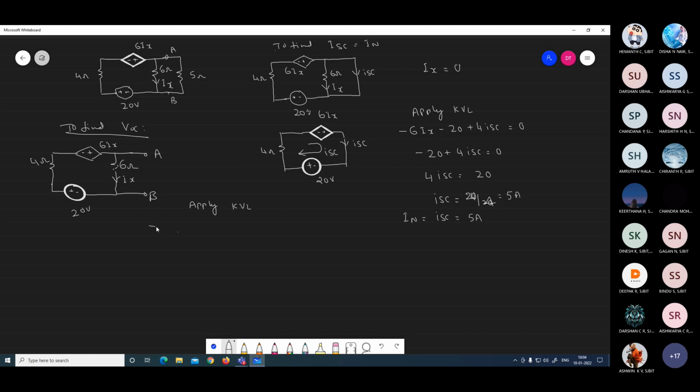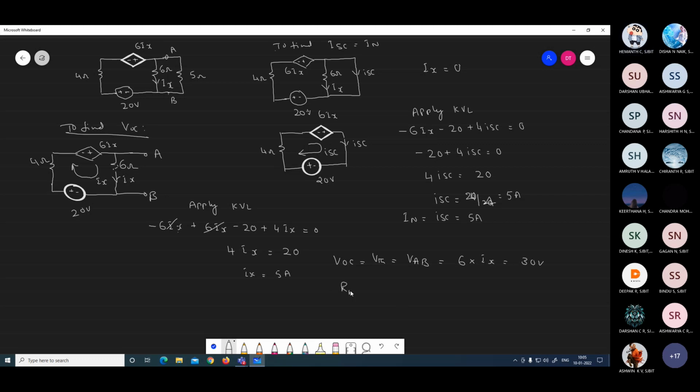Apply KVL. Then you can write minus 6Ix plus 6Ix. Mark the Ix loop current. Minus 6Ix plus 6Ix minus 20 plus 4Ix is equal to 0. This will cancel. Then 4Ix is equal to 20. Then Ix is equal to 5 amps. What is the open circuit voltage or Thevenin voltage? Voltage across AB is equal to 6 into Ix, that is 30 volt.